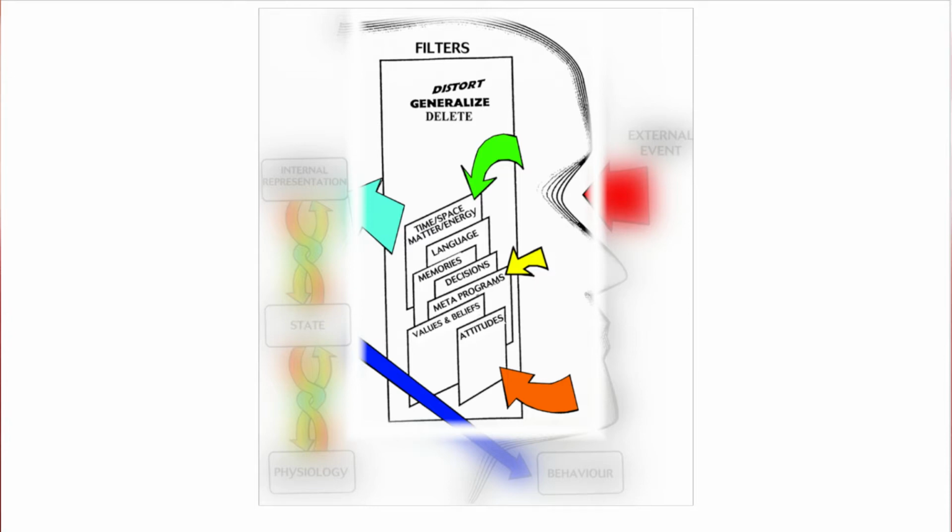That means the space, time, energy, and matter where we are in. That's it, the 7 filters that cause, or we study the 7 filters out of many that contribute to this mechanism of delete, distortion, generalization: memory, language, meta programs, values, beliefs, attitudes, decisions, and space, time, energy, and matter.